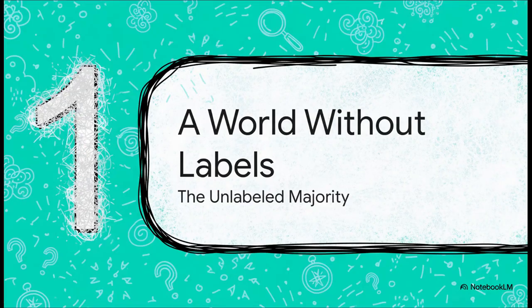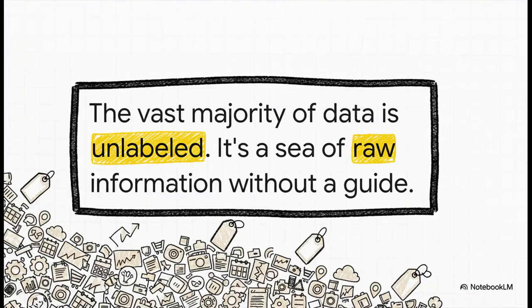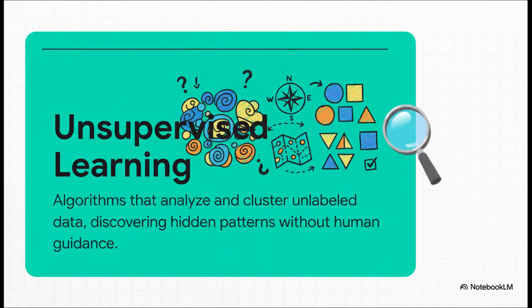To really get why this is such a big deal, we have to start with the world as our machines actually see it. And that world, it's almost completely, fundamentally unlabeled. I mean, think about it. Every single photo you take, every online purchase, every little piece of data from a sensor, most of it is just raw information. It doesn't come with neat little tags saying, hey, this is a cat, or watch out, this is a fraudulent transaction. It's just this enormous sea of data, and trying to find any value in it is a huge, huge challenge. And that's exactly where unsupervised learning comes in.